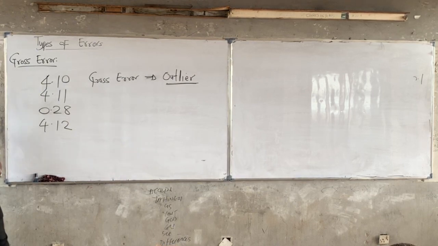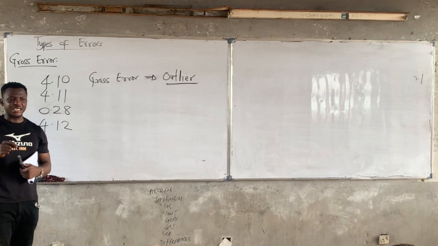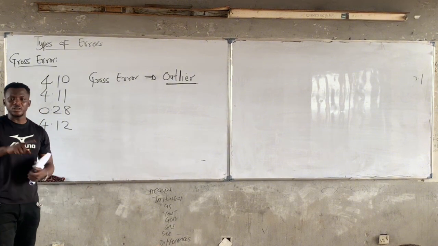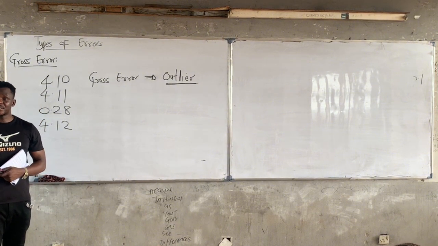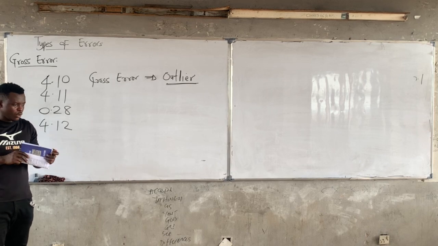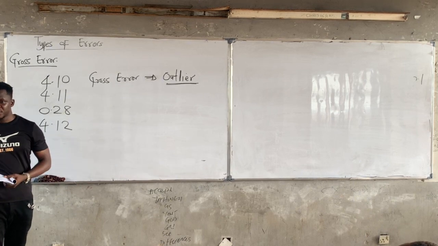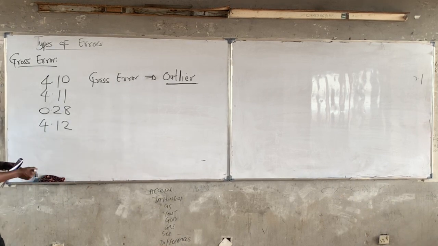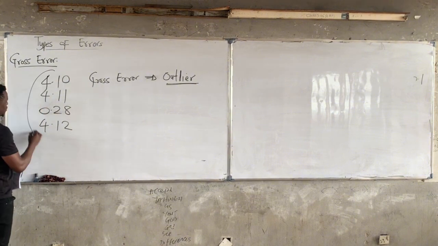Now, an outlier, listen, an outlier can either be the smallest or the what? Highest. That's why it's called outlier. It cannot be in between. You're either the smallest or you're the what? Biggest. Alright.